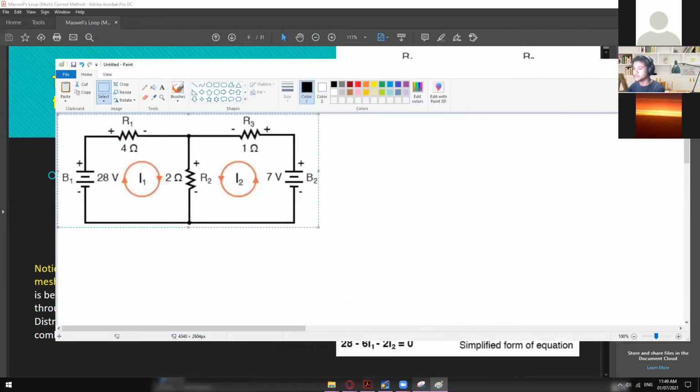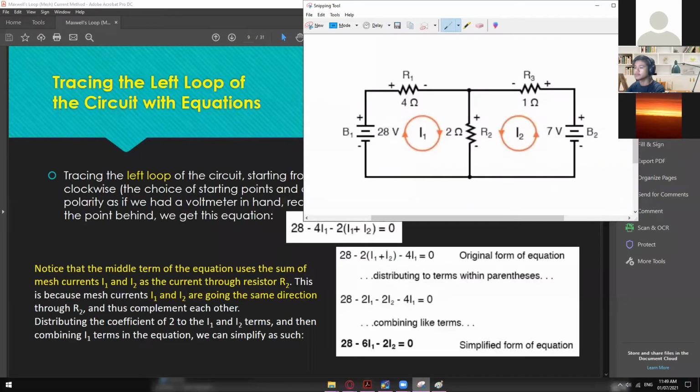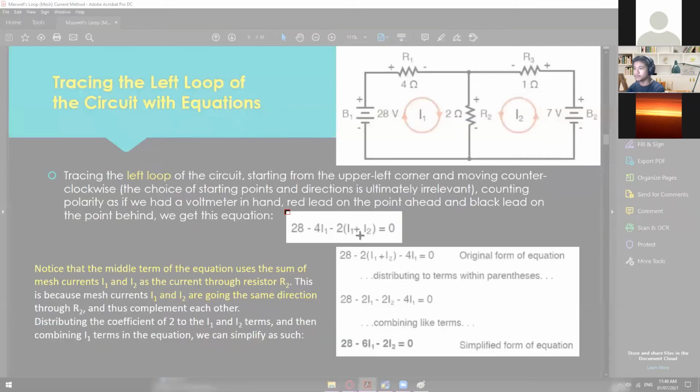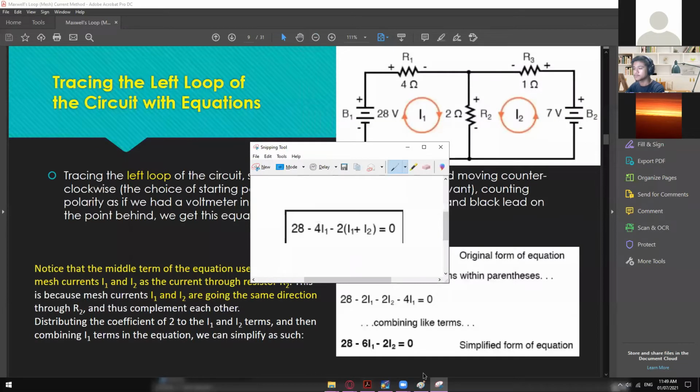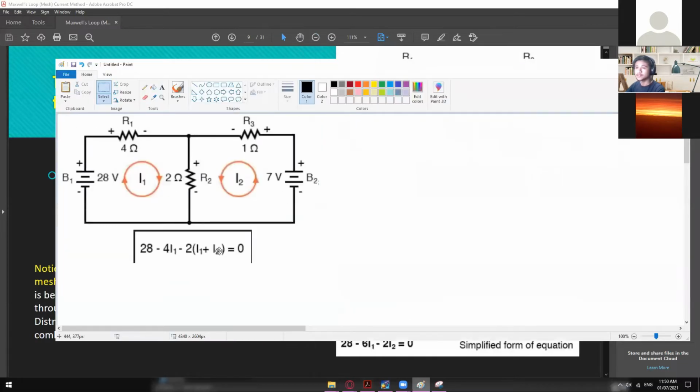And let me also get this one, this equation right here. Okay, so as you guys can see, we have already the 28 minus 4I1 minus 2 times I1 only, supposedly, if it's the method of Kirchhoff's.